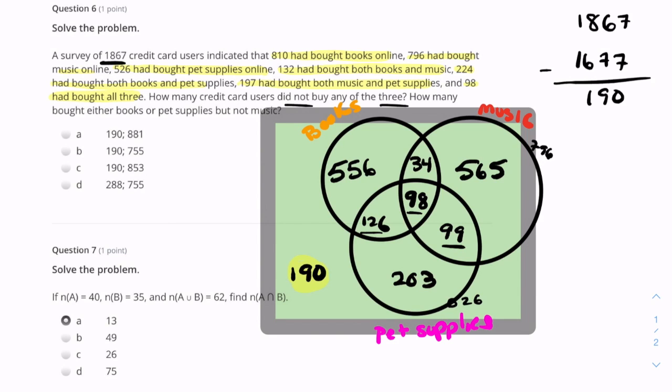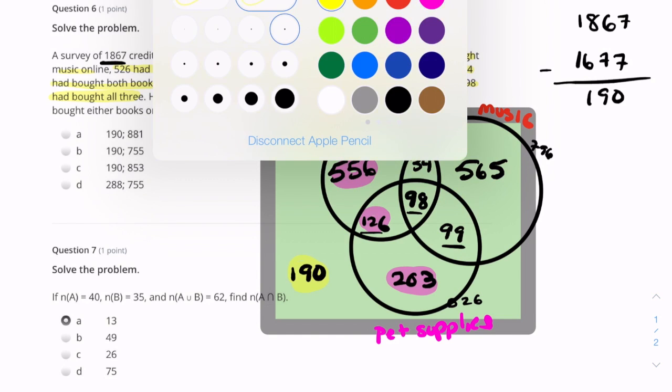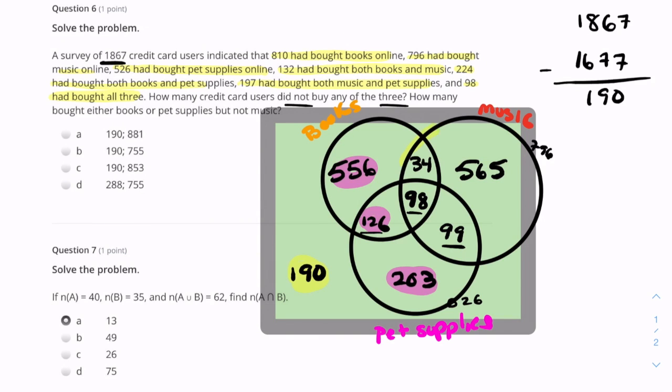So then the next question says, how many bought either books or pet supplies, but not music? So the second part says books, pet supplies. But anything that's involved in the music circle, we are not going to include. So we're not including anything in this yellow circle because that would count as music.